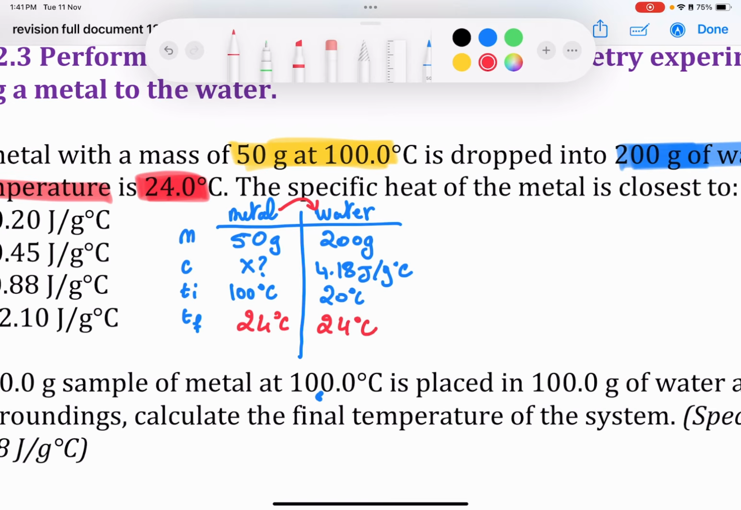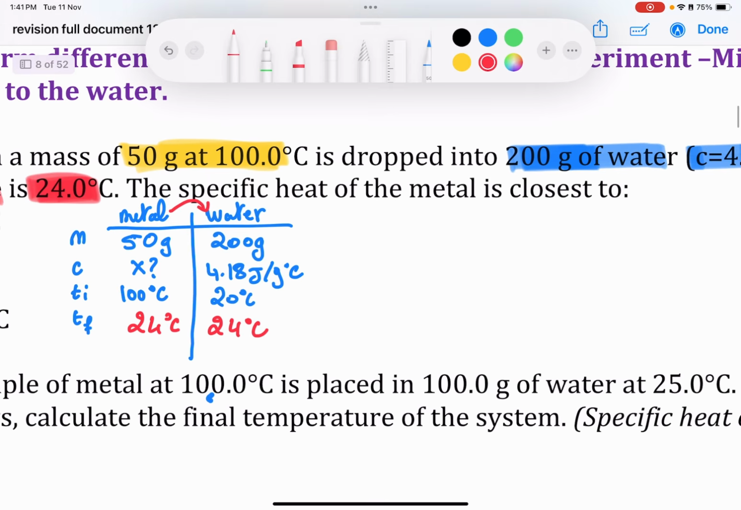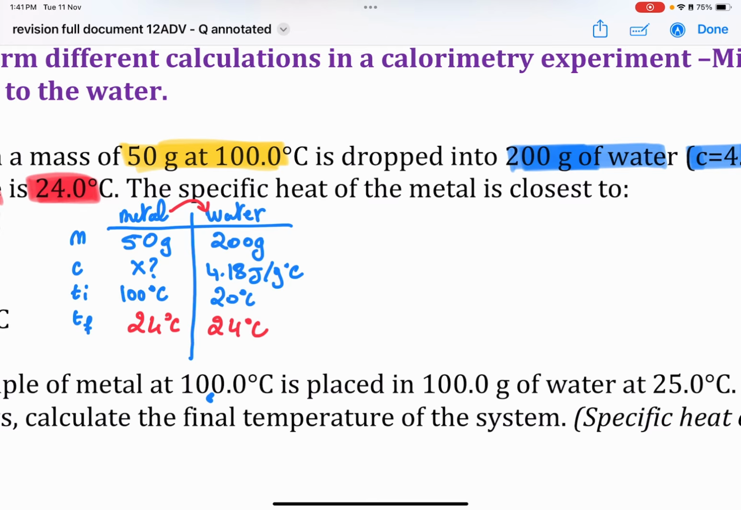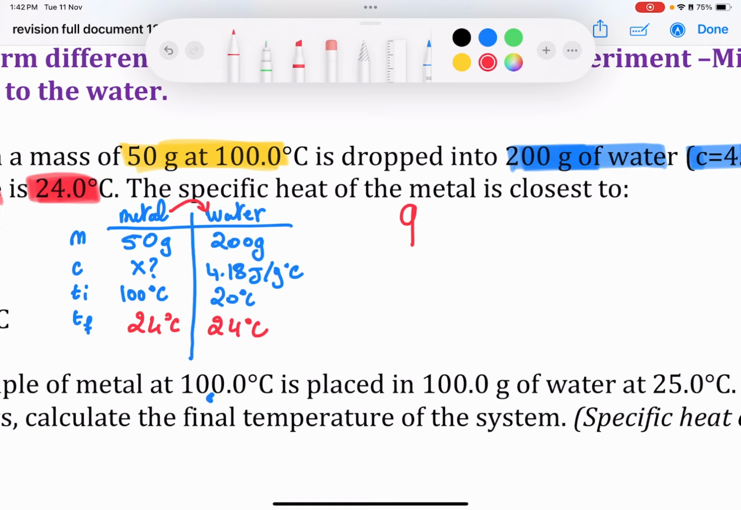but this final temperature is for both. Now, you have to know that the amount of heat released by the metal is the amount of heat absorbed by the water. It means Q of metal lost is equal to the amount of energy gained by the water. So whatever heat was lost by the metal is the same as that gained by the water.